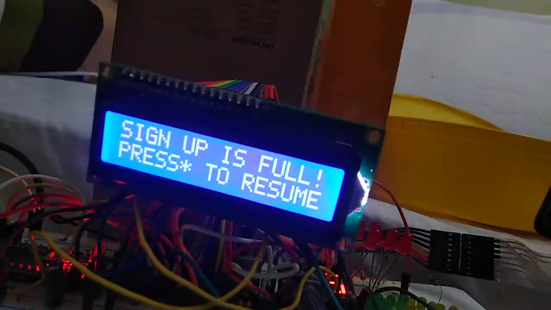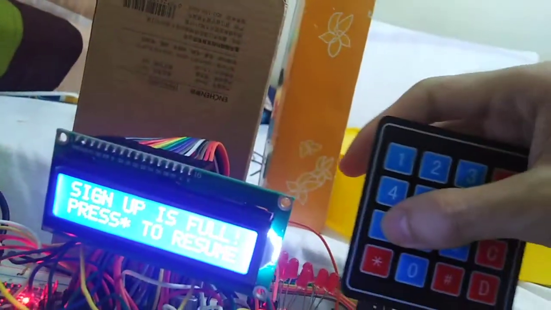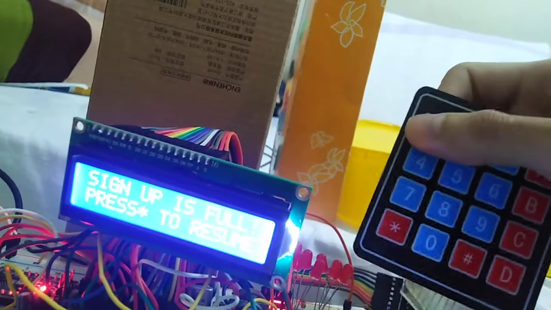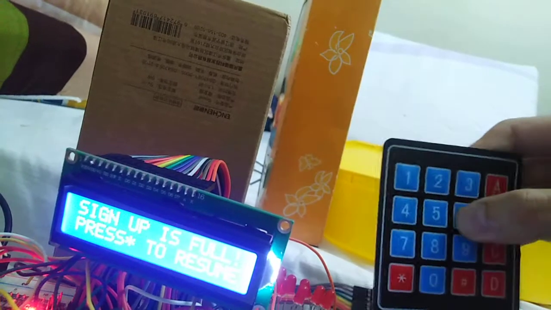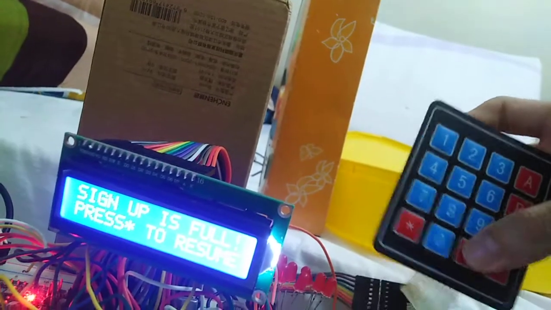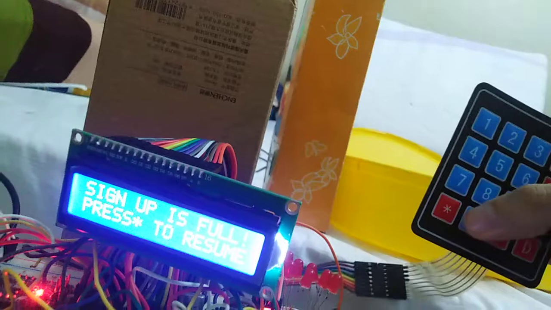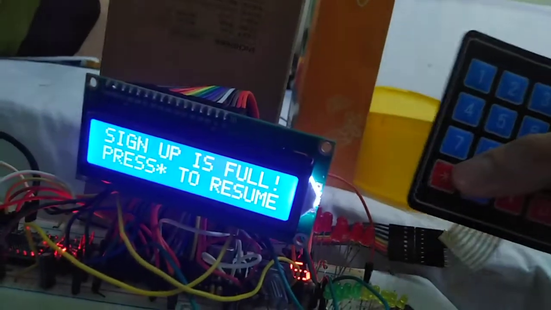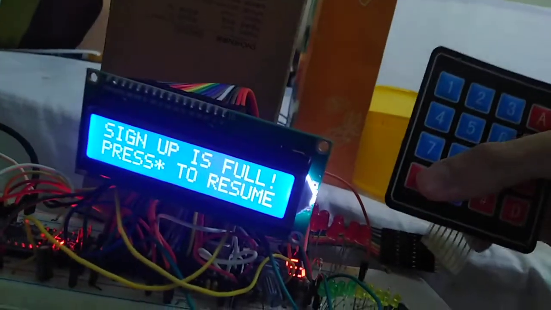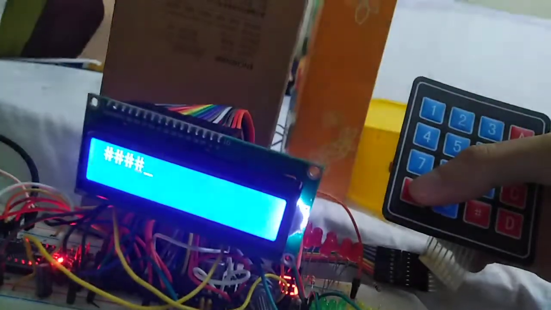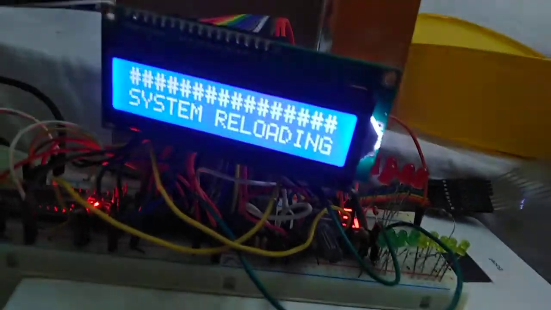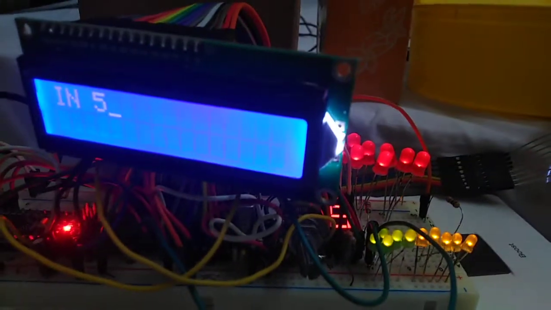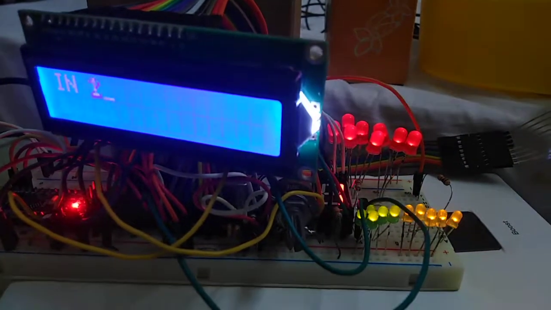It cannot be pressed all the time. So we check. Now no more, all buttons cannot be pressed again. The keypad cannot. So when it cannot be pressed, what happens? Follow the instruction. The instruction only asks you to press this one. So press. After that, the system is reloading. 10, 5, 4, 3, 2, 1.